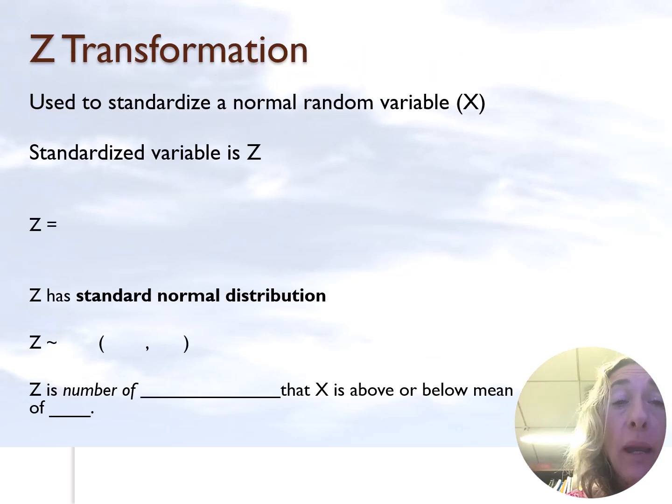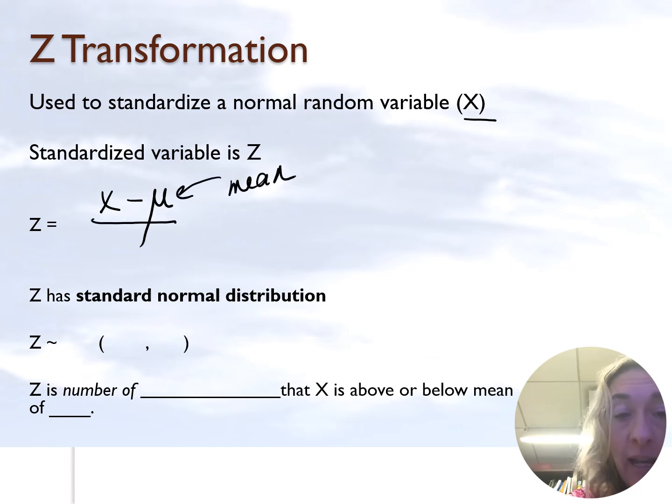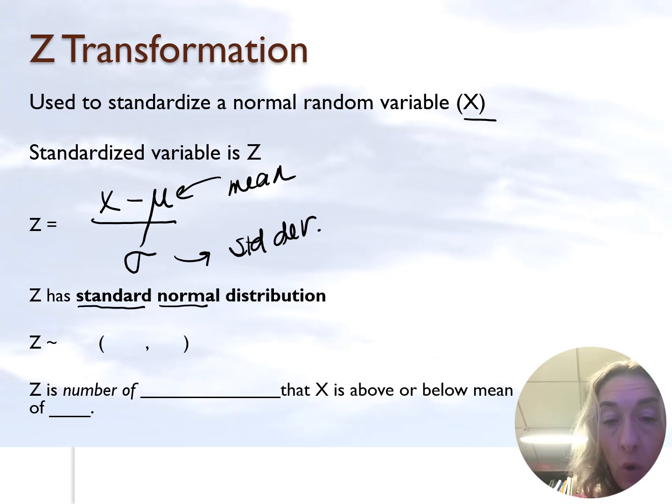Okay. So a Z-transformation or transform is used to standardize any normal random variable which we will call X. This standardized variable is then called Z. Z is obtained by taking X, subtracting off its mean, that's the population mean, dividing by its standard deviation. This is the population standard deviation. Z then has what's called a standard normal distribution. In other words, Z is distributed normally, but it will have a mean of 0 and a variance of 1.